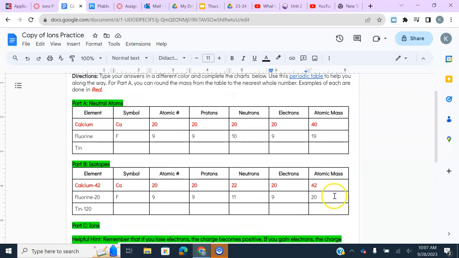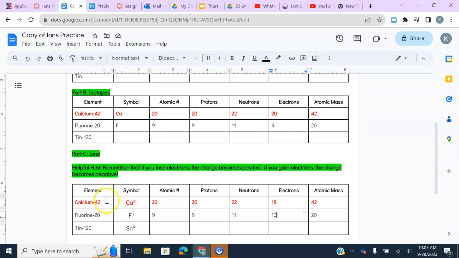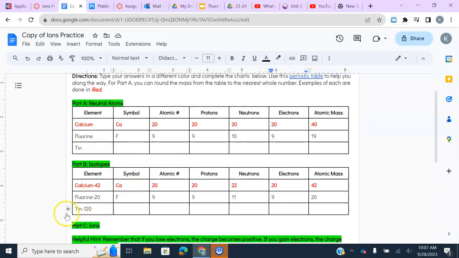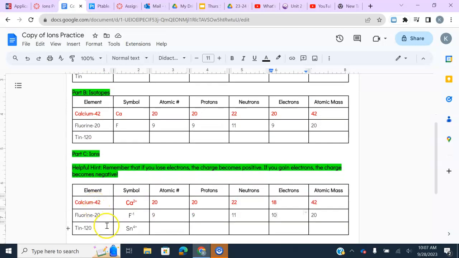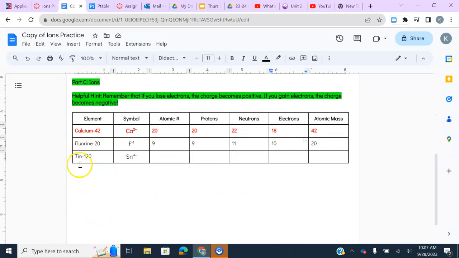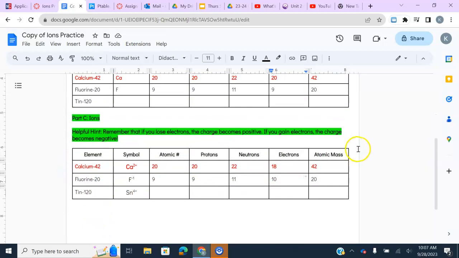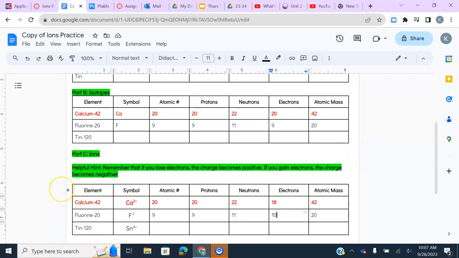So try to do the 10 on your own. Again, remember this is 8-man, all that's changing is the neutrons, and then down here we're changing the electrons. So all the numbers in this one should be the same as what you find in B, except the electrons are changing, okay? And of course, if you still need help, we'll go over it some more in class.